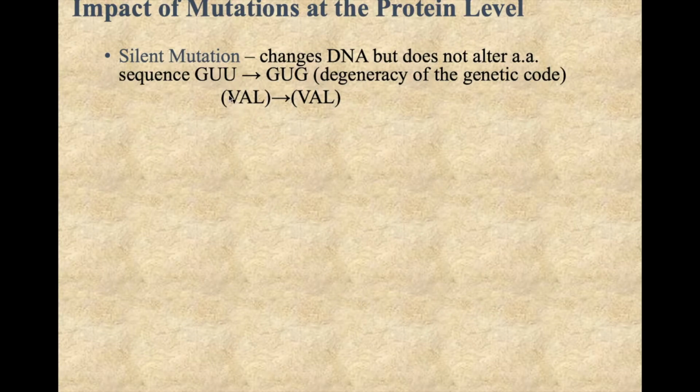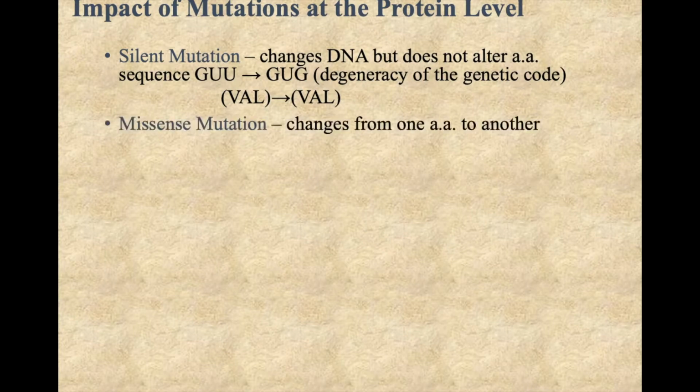So for example, if what was normally a GUU codon was changed to a GUG, where the U was mutated to a G, in both cases we get valine. And so the mutation is there at the DNA level, but at the protein level it's considered silent because there's no impact. And so a significant number of these point mutations in particular are going to be silent.